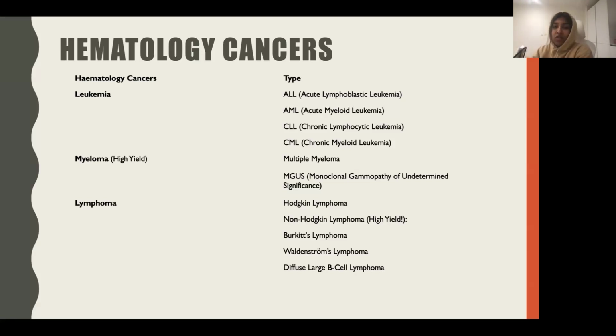So now we've got heme cancers. There are the leukemias, which are high yield. You need to know all of the leukemias. There's multiple myeloma. That's the main myeloma, and that's high yield. And then we've got the lymphomas, which are also high yield, but the non-Hodgkin's lymphoma especially is quite high yield. So know your heme cancers.